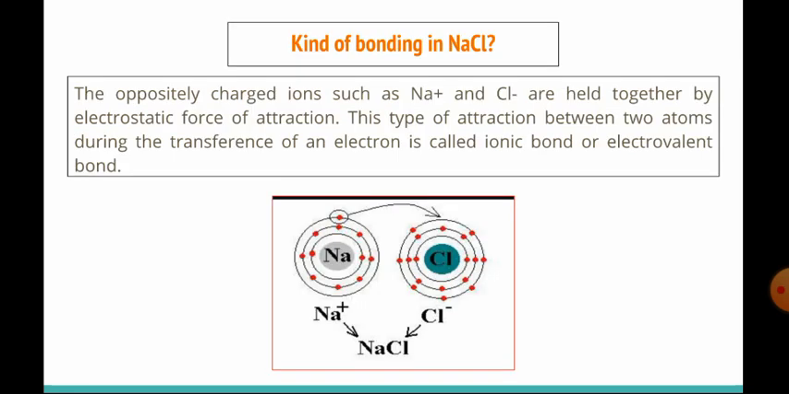Now let us see the kind of bonding in sodium chloride. The oppositely charged ions such as Na+ and Cl- are held together by electrostatic force of attraction. This type of attraction between two atoms during the transference of electron is known as ionic bond or electrovalent bond.